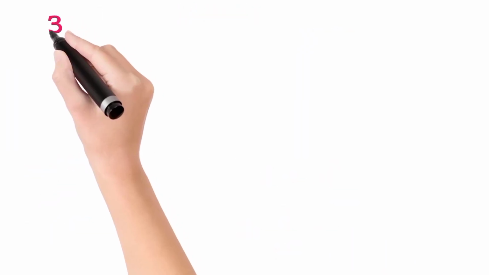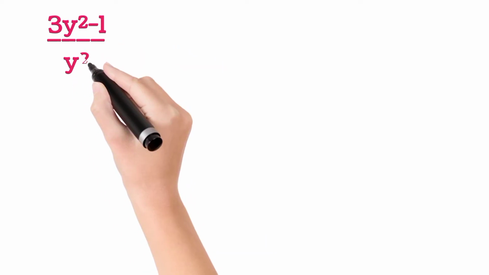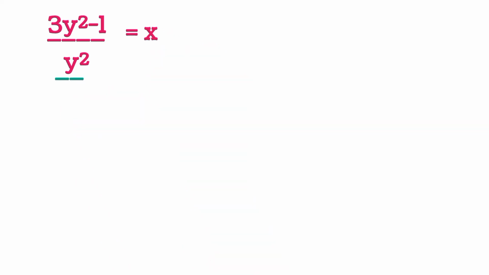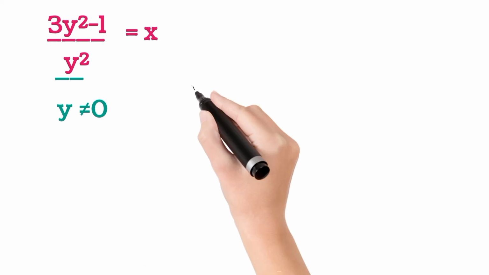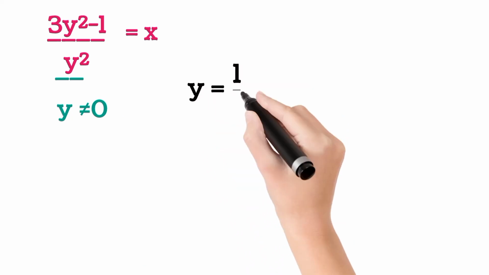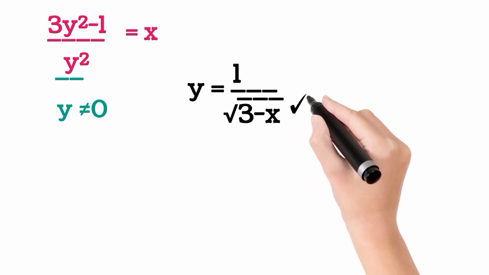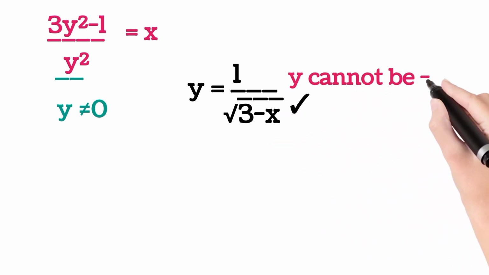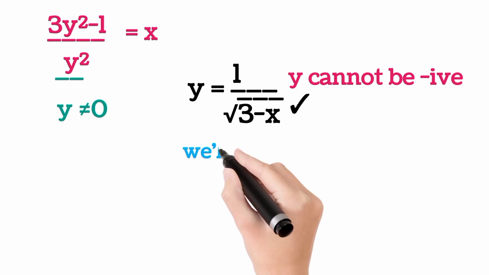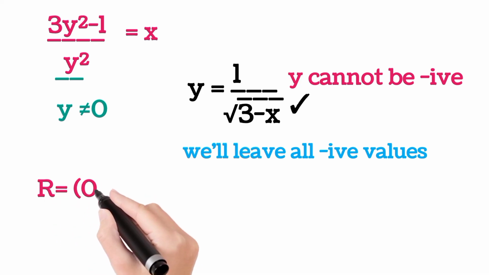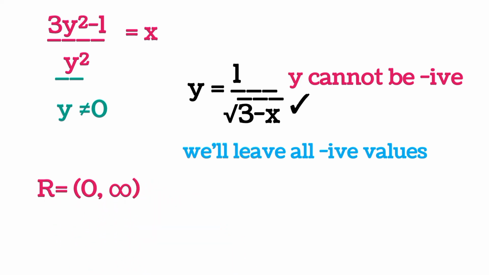Now this can be written as (3y square minus 1) divided by y square is equal to x. Here y square is in the denominator, so y can't be equal to 0, and the question was y is equal to 1 divided by square root of 3 minus x. Here we see that y can't be negative, so we will take only positive values. So the range of the function R will be equal to (0, infinity), where 0 is not included.